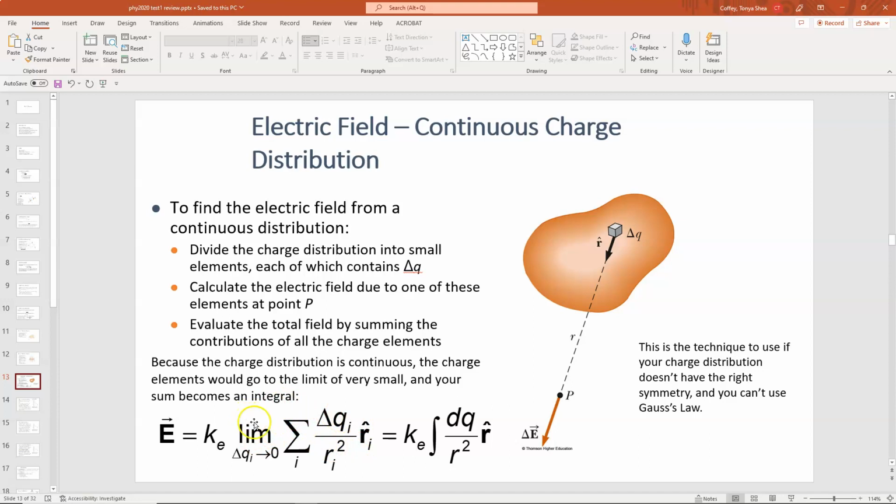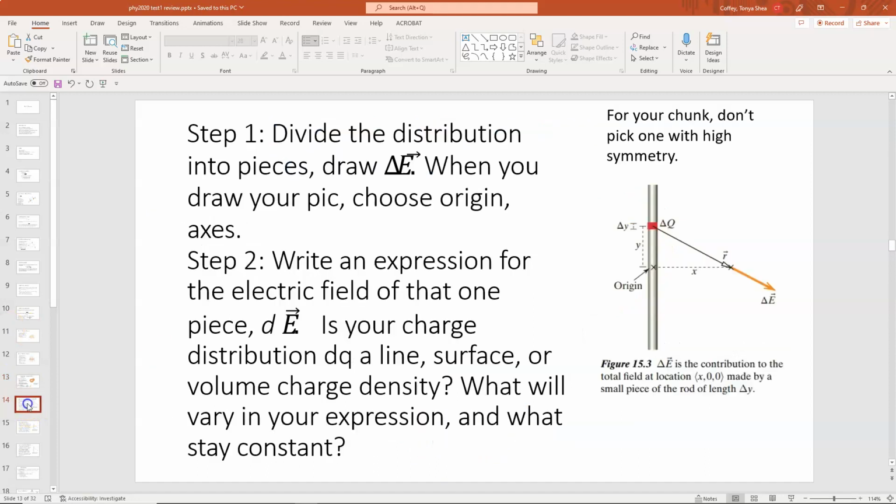Now, if you have tiny little chunks, in other words, if the size of the chunk tends towards 0, then what you end up with instead is your summation becoming an integral. And so to find the electric field for a continuous charge distribution, you do K times the integral of dq over r squared r hat. Okay?